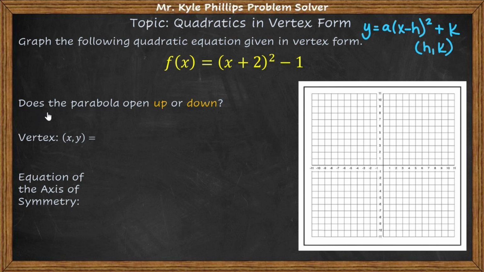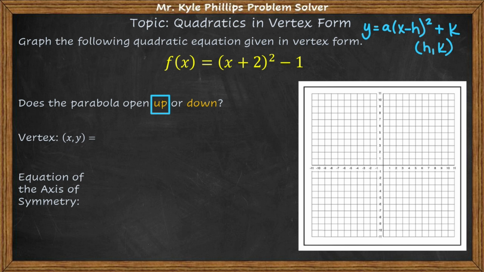So they ask us, does the parabola open up or down? Well, a here we can understand as positive 1. So because it is positive, we would say that it will open up. All right? Now they want to know the vertex.